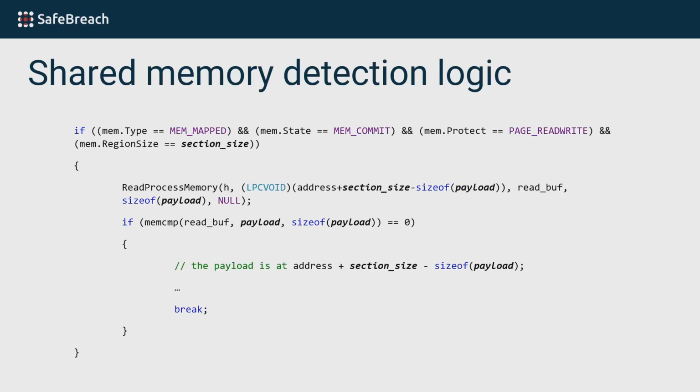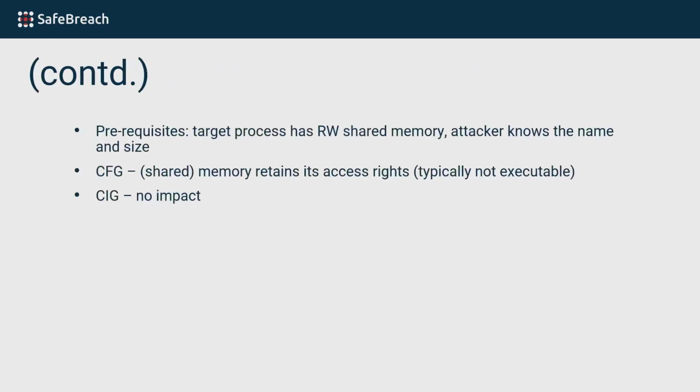We compare it to our payload, and if it's indeed the shared memory region, then we'll find a match, and what we have at hand at this moment is our payload at a known location, at a known address in the target process, and then we can proceed to do whatever we like with this data. So the prerequisites are obviously that the target process has read-write shared memory, and that the attacker knows the name and size of this shared memory.